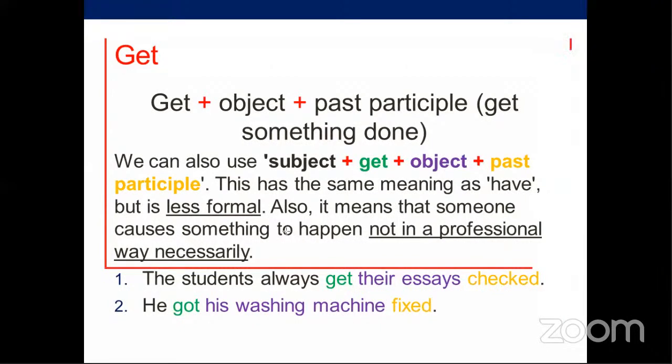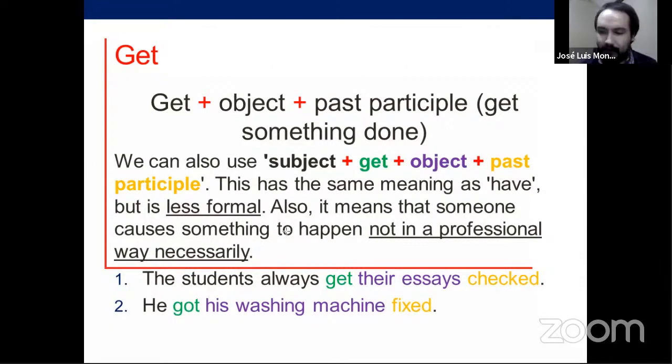Okay, teacher, sorry. The first one is the students always get their essays checked, and the last one is he got his washing machine fixed. Great, thank you very much.